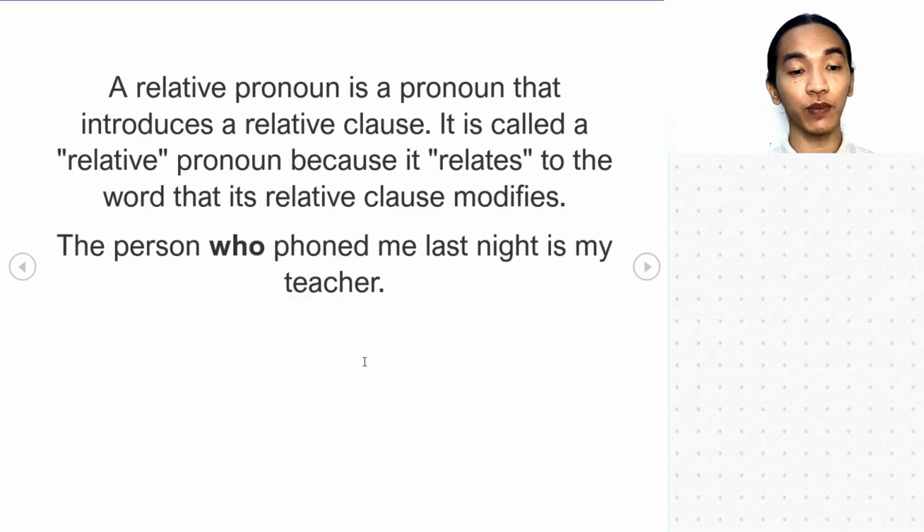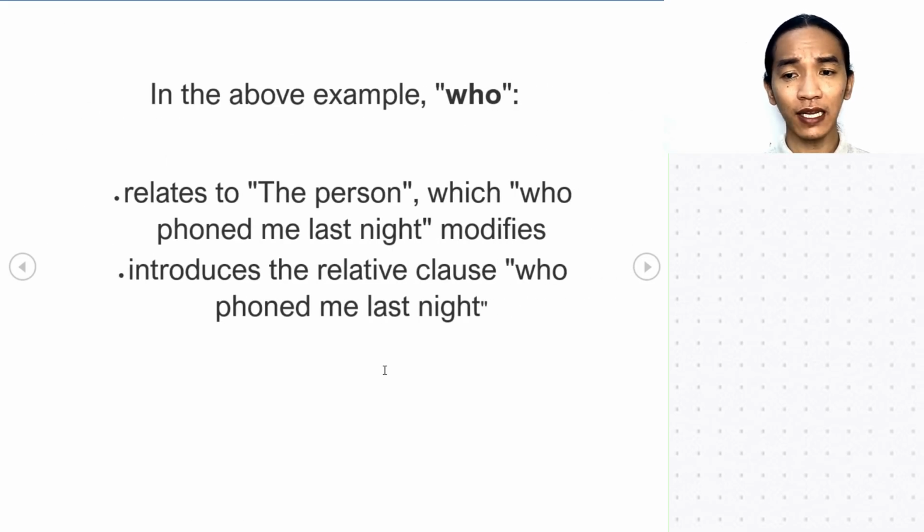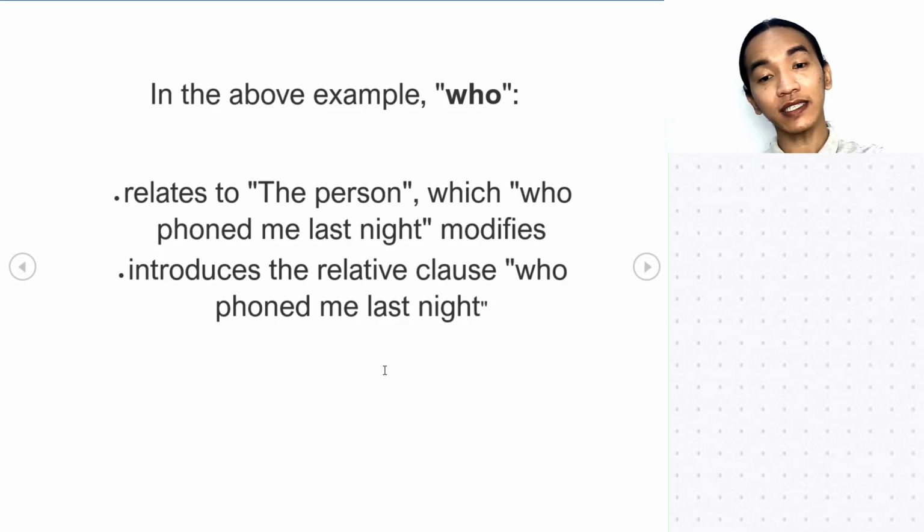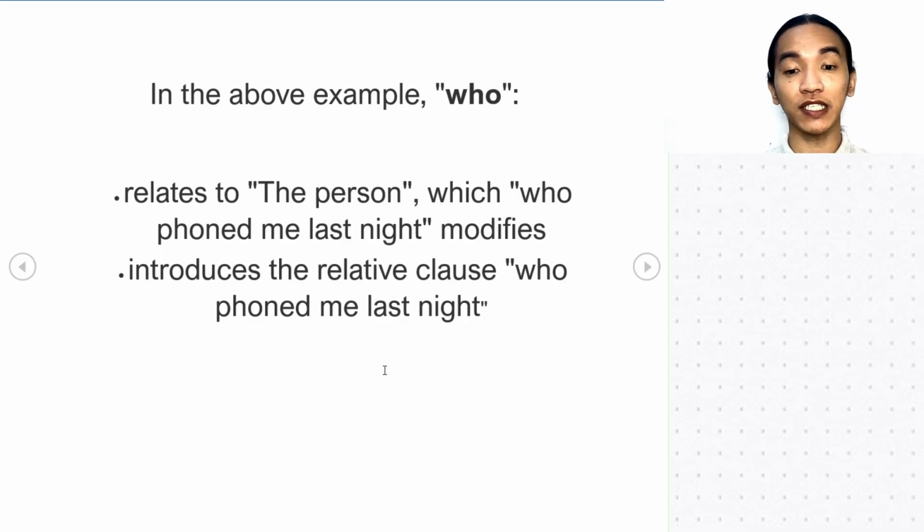Okay, so later on, we will be talking more about the kinds of relative pronouns and how we actually use them in sentences. Now, in the above example, who, okay, is your relative pronoun. So it relates to the person, it connects to the person. So the clause who phoned me last night tells something about the subject, the person. It gives more information. Okay, so it introduces the relative clause who phoned me last night. So that's why in this case, it's important to use your relative pronoun.